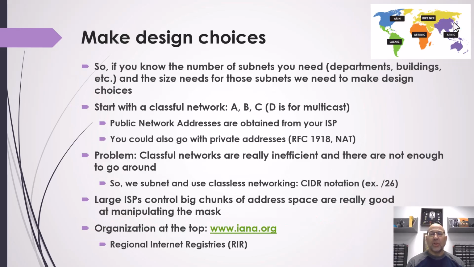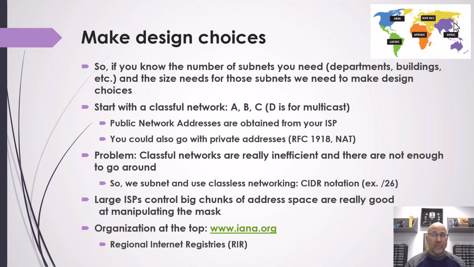So when we make design choices, what we're going to do first is start with some kind of address space. Typically, this will be a class A, B, or C. Now, how do you get address space? Well, let's assume for just a second that you could get a class A, B, or C. Originally, you might have gotten it from IANA. IANA is the Internet Assigned Numbers Authority. They're in charge of this whole thing. So you can see all of the numbers associated with networking out there at IANA. Well, most of them. The way that address space is allocated is that it goes from IANA down to the regional internet registries and then to ISPs.